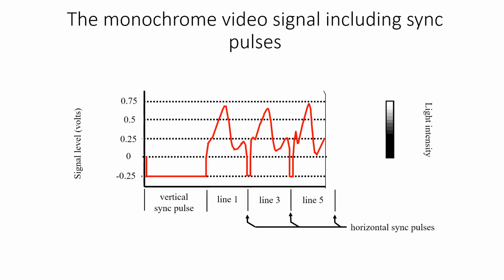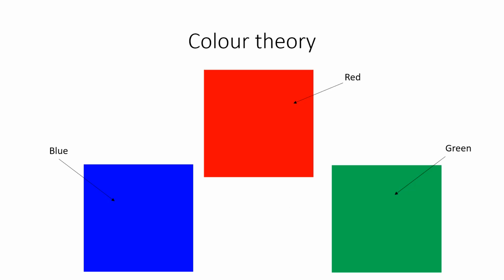In the How Television Works Part 1 video, we explained how early monochrome TV worked, including scanning, line and vertical sync pulses. This picture shows the appearance of a video signal where the amplitude represents the light intensity, and it also shows examples of vertical and line sync pulses. Digital TV technology is built on this system.